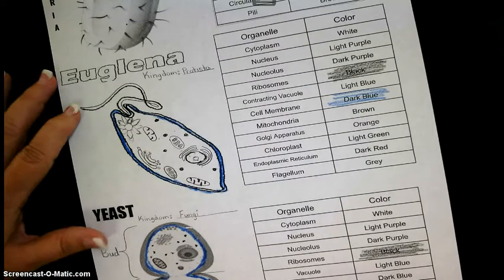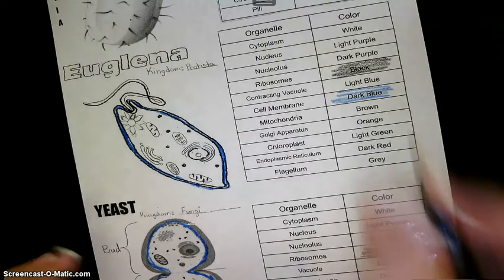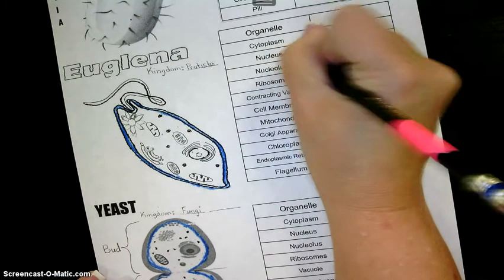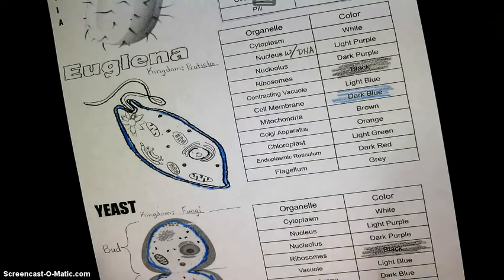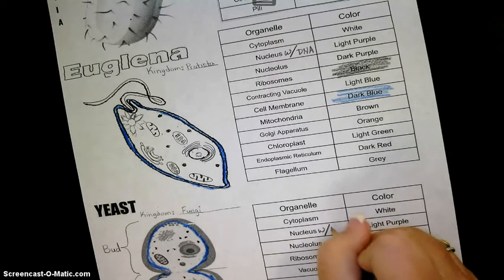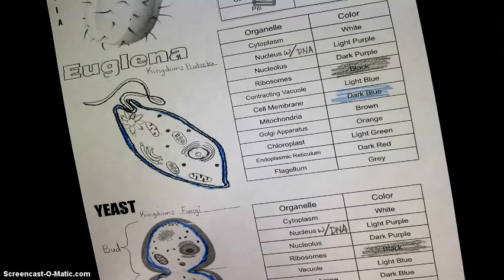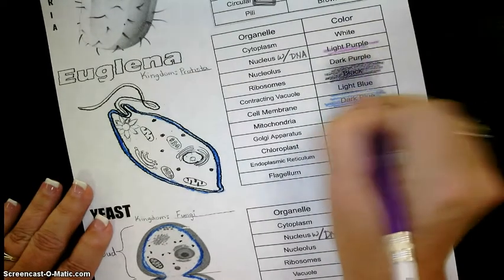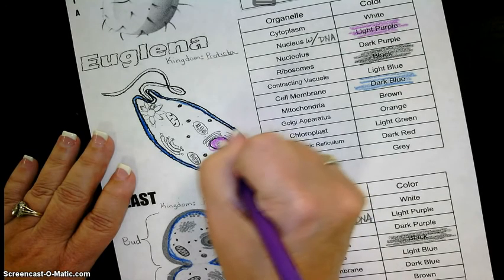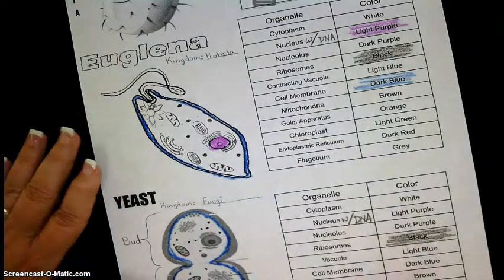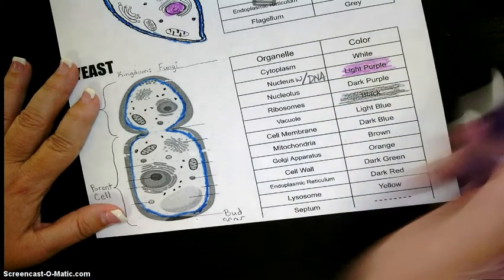In our euglena, we have a nucleus, and in that nucleus we're going to add DNA, because the nucleus is what holds the DNA in a eukaryotic cell. We're going to color the nucleus a light purple, so that whole little circular area is light purple. Here we also add DNA.